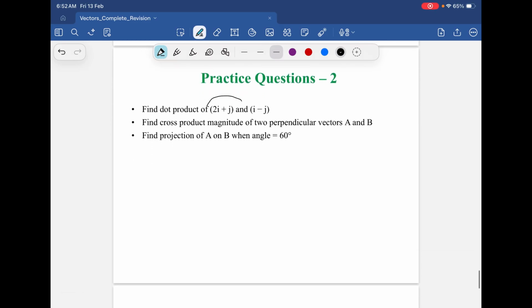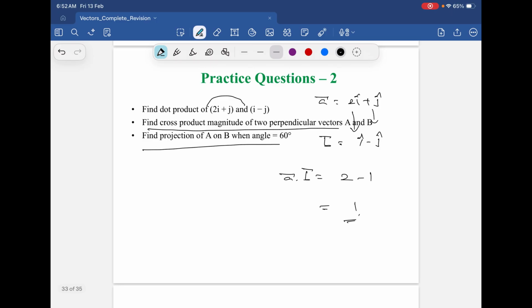See, the dot product, as I just said, this is a bar, this is b bar. So a bar is 2i plus j, b bar is i cap minus j cap. The dot product a bar dot b bar: simply multiply the components. 2 into 1 is 2, 1 into minus 1 is minus 1, so the magnitude is 1 unit. Okay, the cross product magnitude of two perpendicular vectors a bar and b bar: a cross b is ab sin theta, mod a mod b.